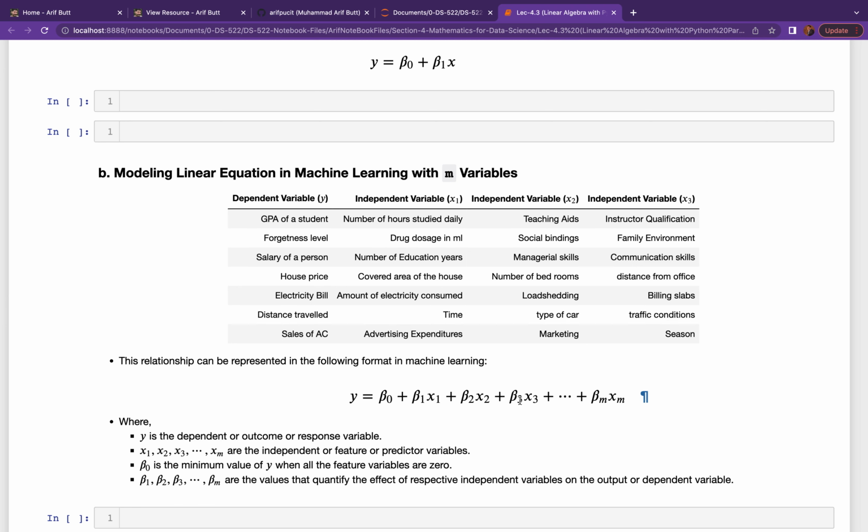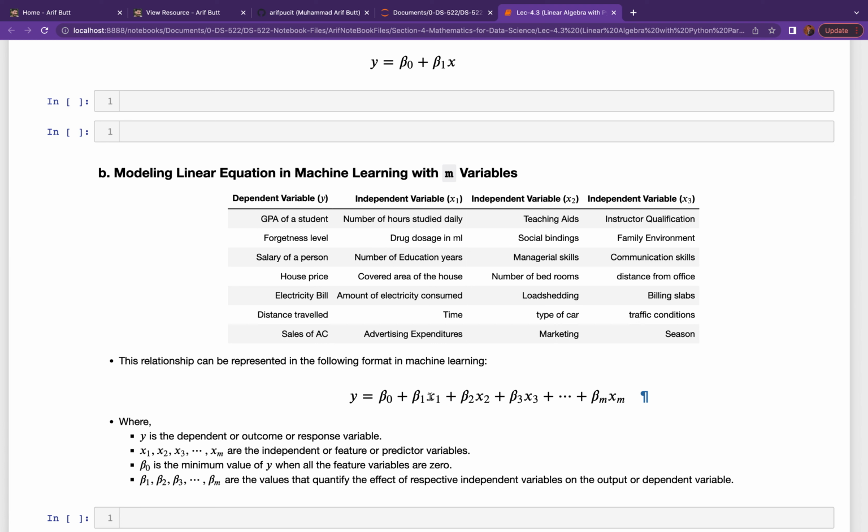The model parameters which we actually want to learn are beta 0, beta 1, beta 2, beta 3, and so on. Beta 0 once again is the base value of y, which is the value when all the features are 0. Beta 1, beta 2, beta 3, and so on to beta m are values that quantify the effect of respective independent variables on the output or dependent variable. Well, the target of our study is to learn these model parameters.